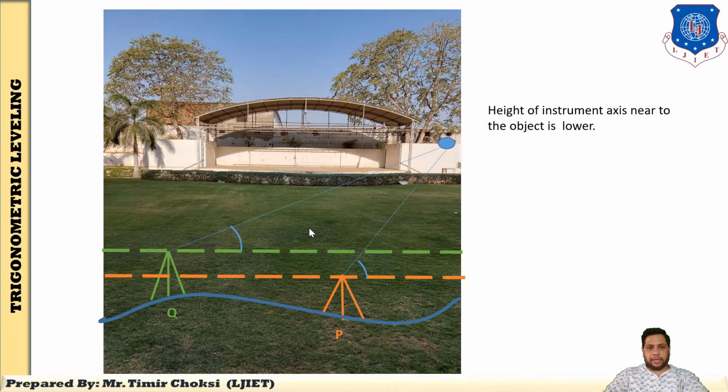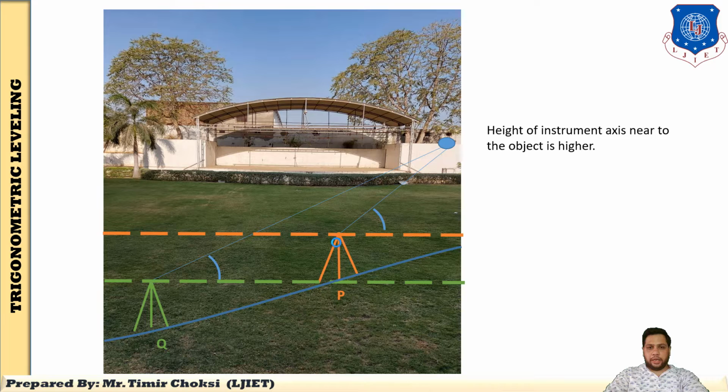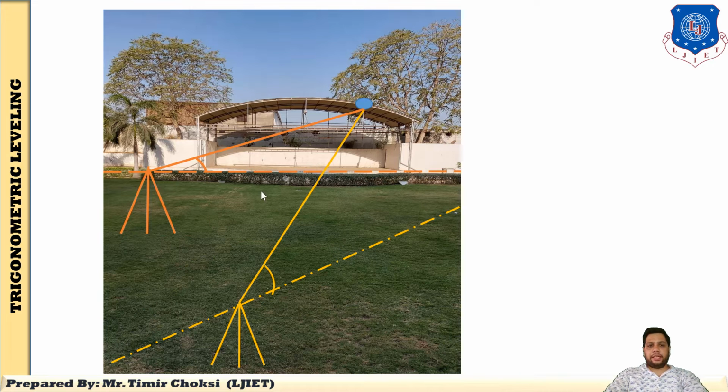Here case number 2 says both instrument axes are in the same vertical plane as well as the elevated object. There are two possibilities, but in both conditions the vertical plane is the same, meaning the elevated object as well as the instrument axes are at the same level. But here we focus on the third case. Now in this particular session I will explain the third case.